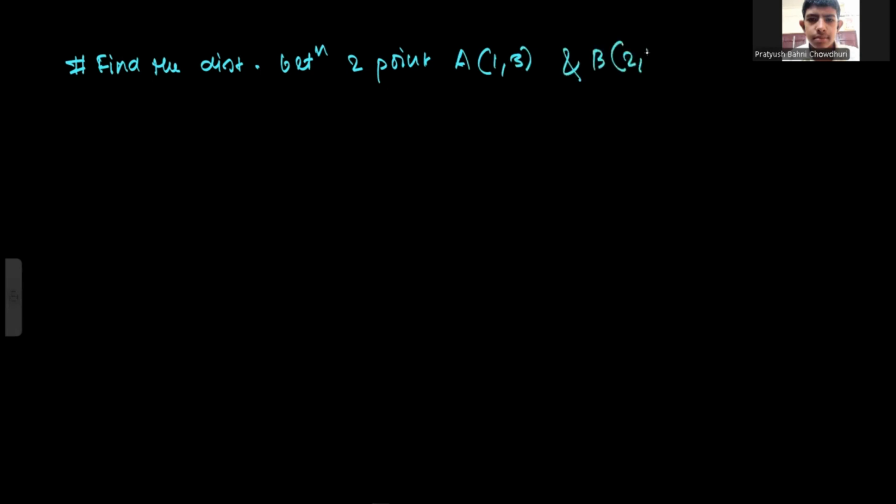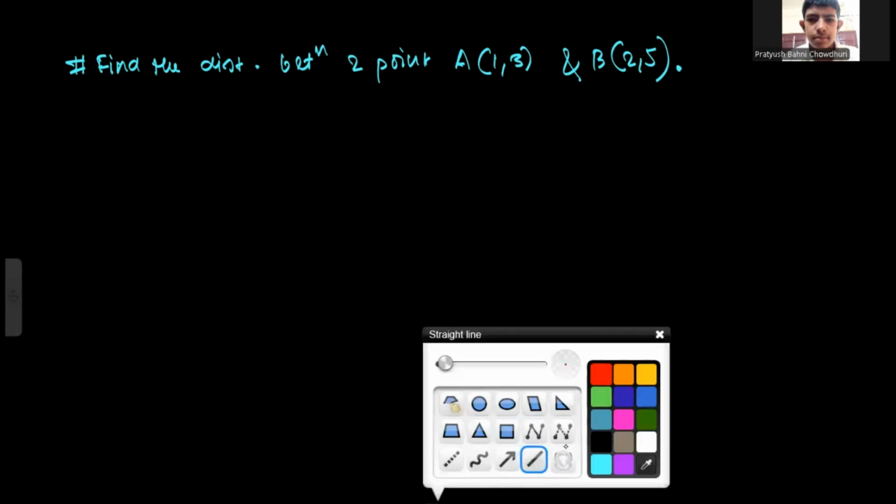Let's do some maths. Find the distance between two points A whose coordinates are 1, 3 and B whose coordinates are 2, 5. First you try it, okay? Then see the solution.